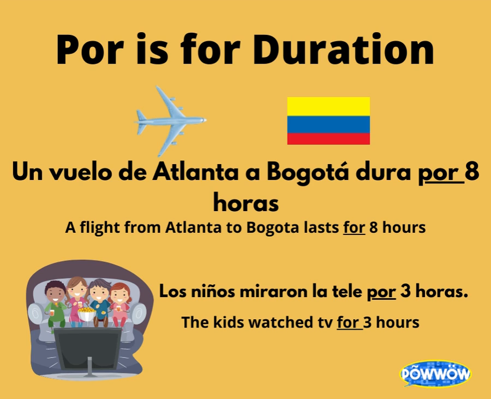Now let's take our next sentence. Los niños miraron la tele por 3 horas. The kids watched TV for 3 hours. Again, this is another form of duration. The activity is that the kids are watching the TV and the duration is 3 hours. And in this case, you would use por. And again, that sentence is Los niños miraron la tele por 3 horas.